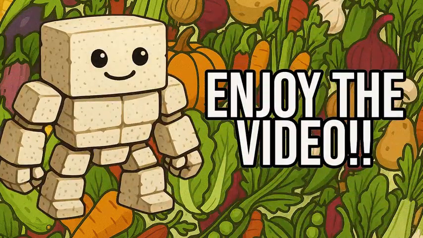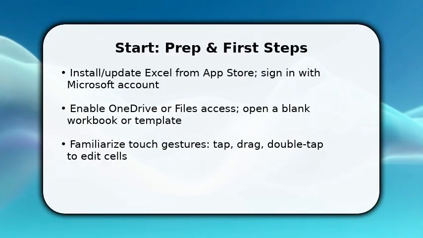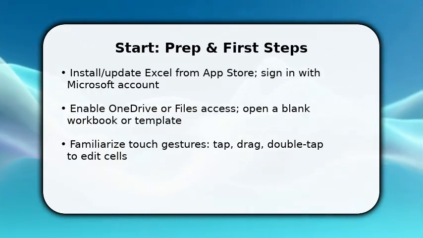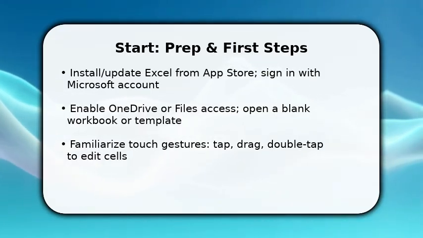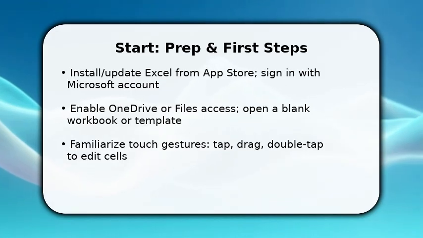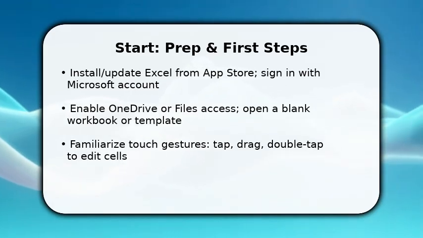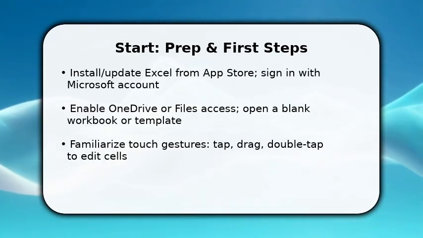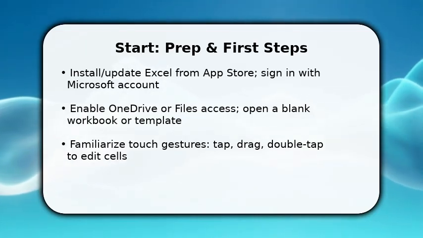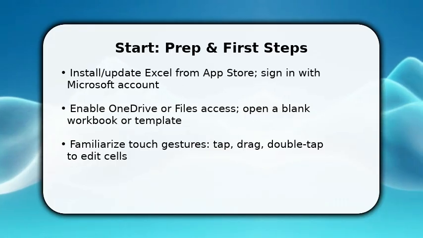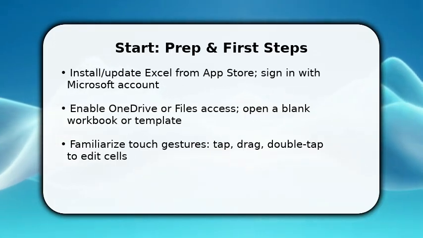Please enjoy the video. You'll begin by making sure Excel is updated and you're signed into your Microsoft account. This syncs files and settings. Once signed in, grant files or OneDrive access so work auto-saves. Open a blank workbook or choose a template to avoid wasted setup. Tap a cell to edit, drag the fill handle to copy, and double-tap to enter formula mode. These first actions get you into the editing flow quickly and ensure changes persist across devices.